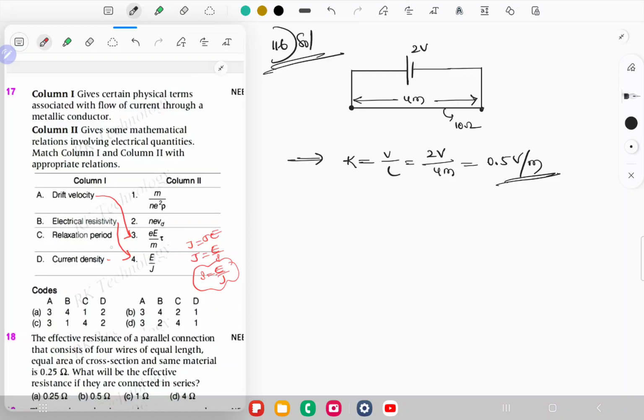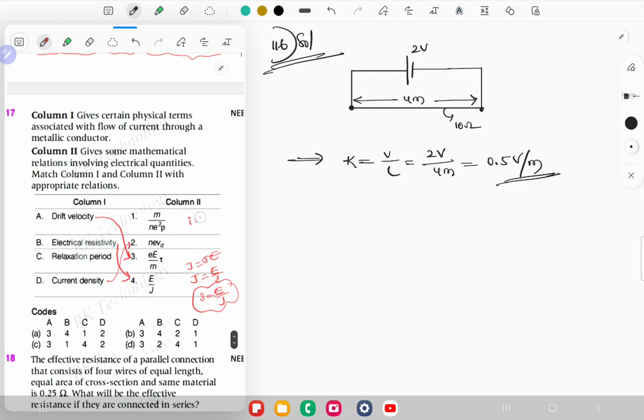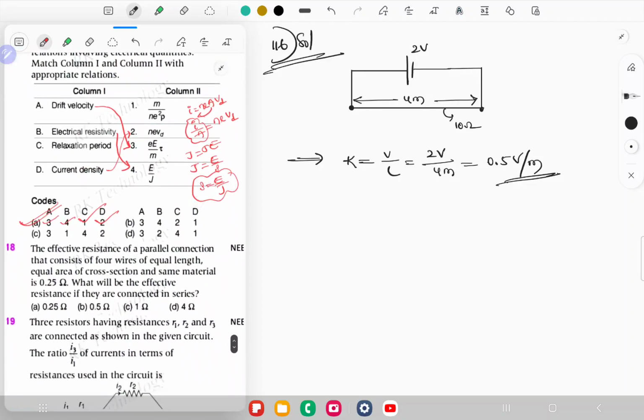Current density can be replaced here as N E V D. The actual current formula is N E A V D, so bring A to the denominator: I by A is equal to N E V D, and I by A is nothing but current density. So A to 3. Next, B to 4, as it is. These two are matching only for the first option alone, so this is the correct answer. The remaining also match: current density, last option 4 is 2, D is 2. Yes, correct. So the remaining is 1. Understood?